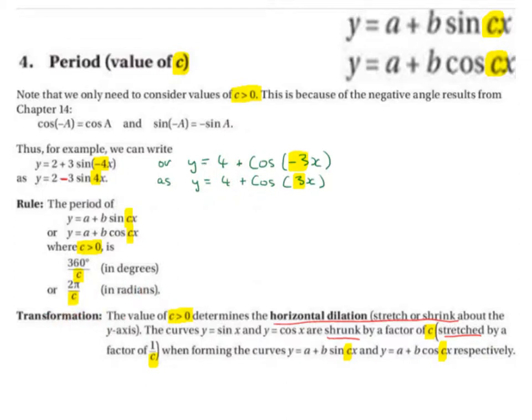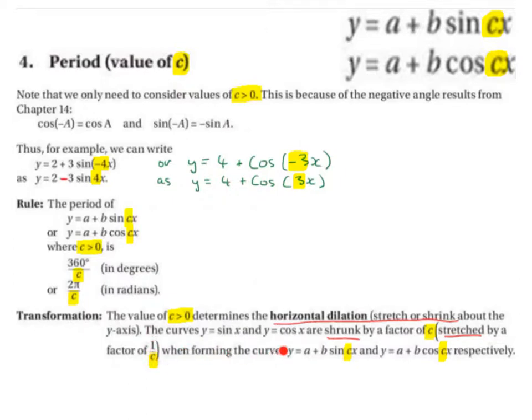So the transformation, the value of c greater than 0 depends on the horizontal dilation, which means the stretch or shrink about the y-axis. The curves y equals sine of x and y equals cos of x are shrunk by a factor of c, which means stretched by a factor of 1 over c. So the inverse.